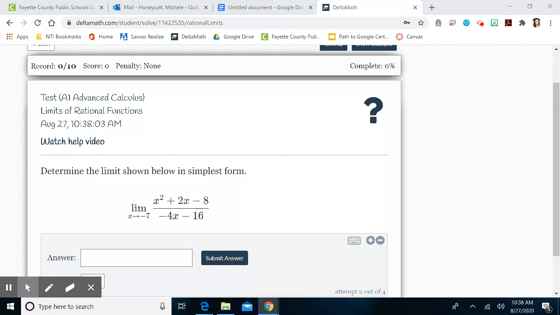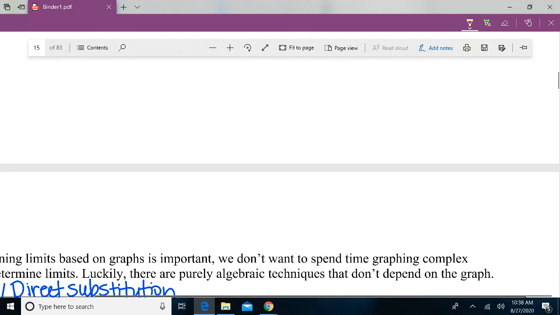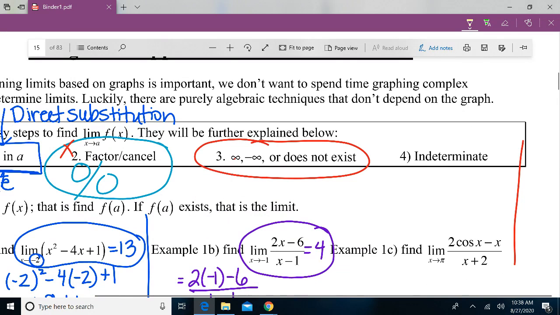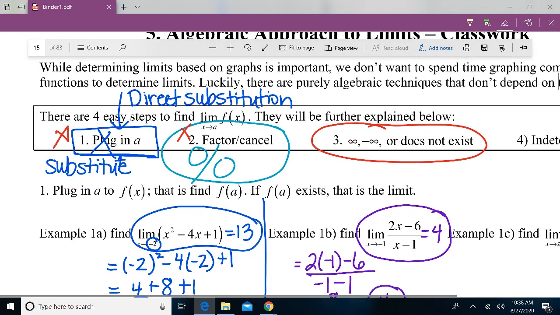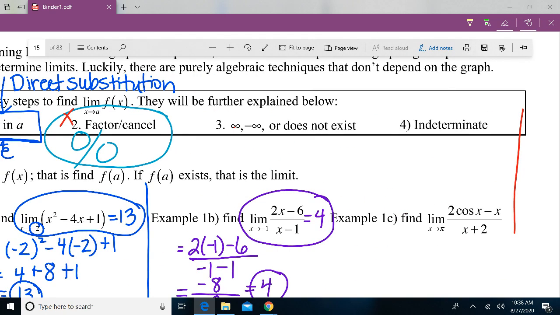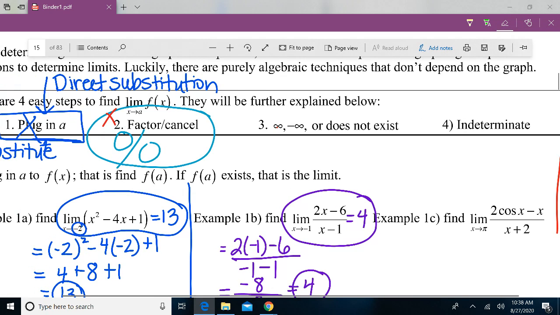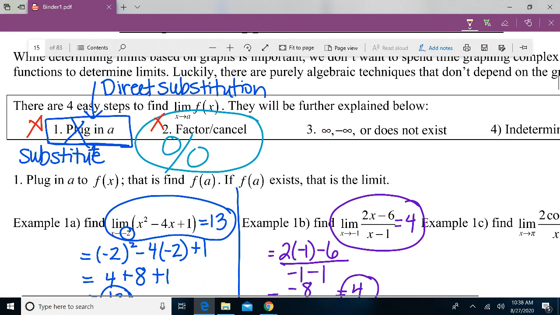So I'm going to direct you back to the notes there and show you that method that we went over at the beginning. That's the method that I want you to follow. So sorry for all this moving around here. So the first thing that I want you to do is try direct substitution. Always try direct substitution first. If direct substitution doesn't work, or if you get 0 over 0, then you can try factoring or canceling.